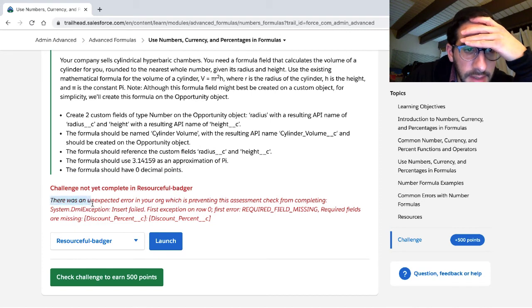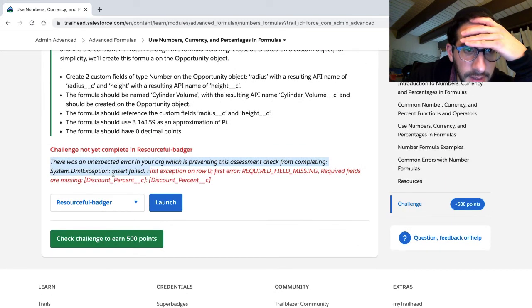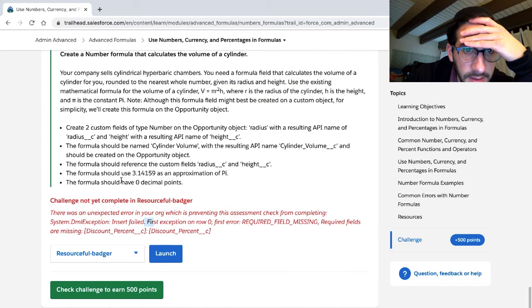There was an unexpected error in your org, which is preventing this assessment check from completing. System DML exception, insert failed. First exception, row 0, first error: required fields missing. Required fields are missing: discount percent and discount percent C.